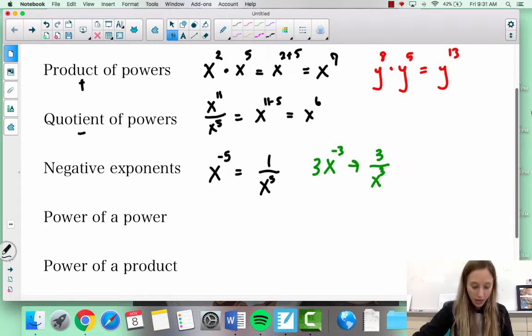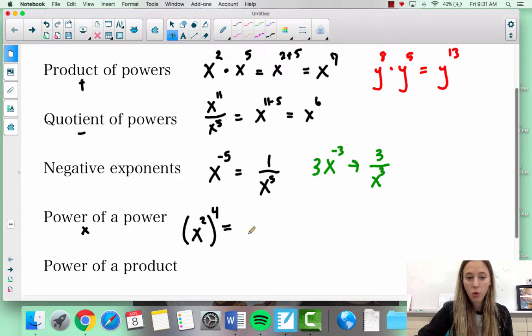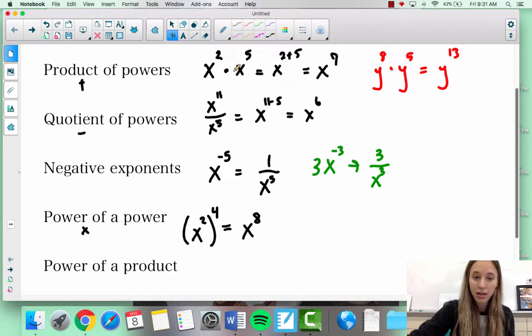A power to a power, or power of a power, would look like this. If I had x to the 2nd all to the 4th power, when you have a power raised to another power, you are going to multiply the exponents. So 2 times 4 would be x to the 8th. Okay, so notice that in the original one, you're multiplying the bases together. Here, you would be dealing with a power raised to another power. Okay, so you multiply the exponents.